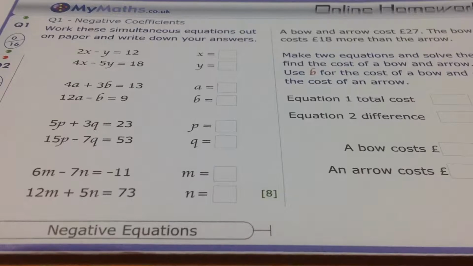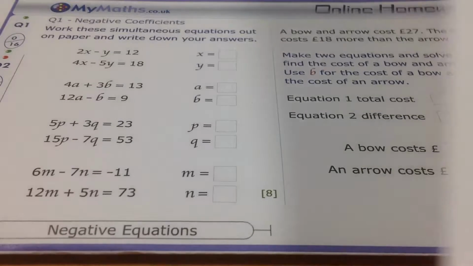So the third homework has negative equations, and by that it means that we can't always use the difference method, which is what we've been looking at so far, where we look at the difference between the two equations. So let's get started with this one.